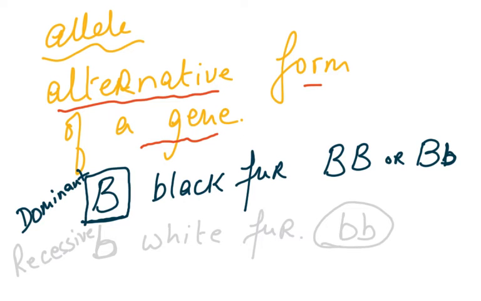Now, what is dominant and recessive? Dominant means that which is going to show its effect. Recessive means that only if both of them are recessive, that is, homozygous recessive, both small b, only then in a rabbit will that be white fur. So the black furred rabbits can be either big B big B, or big B, small b.